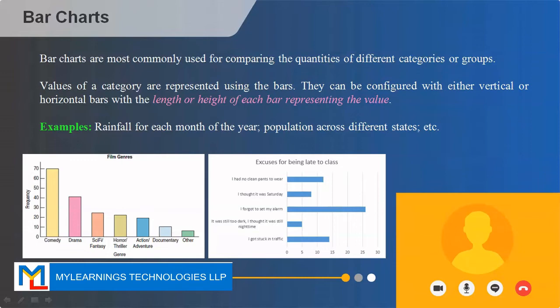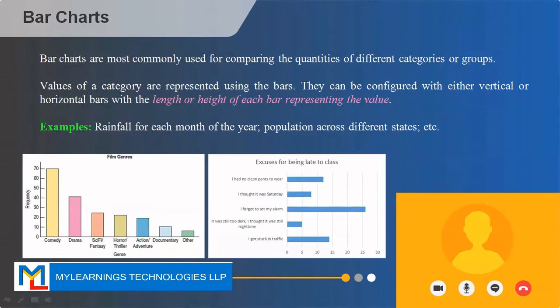And the right bar chart, which is a horizontal bar chart, shows very interesting data that has been captured: excuses for being late to class. So what are the different kinds of reasons the students have given for being late to class, which varied from "I had no clean pants to wear," which was sort of a third ranking, to "I forgot to set my alarm," which is the reason the maximum number of students came up with, and so on and so forth.